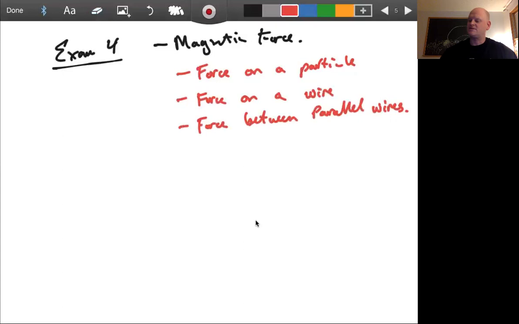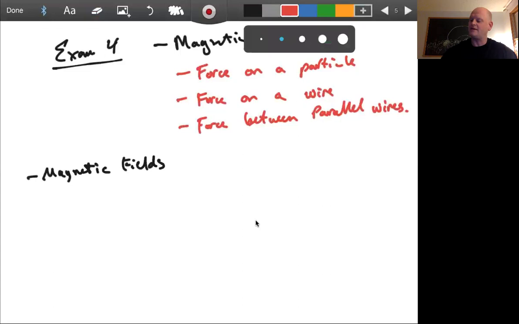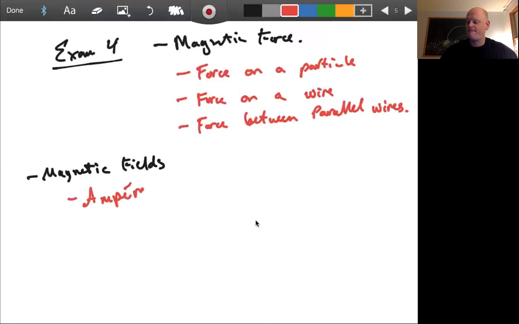Also magnetic fields. Here, specifically for magnetic fields, we mean calculating magnetic fields, and what we really mean here is actually Ampere's law. There is Biot-Savart's law, but we can't really do too much with Biot-Savart's law. So here it's better just to look at this one.